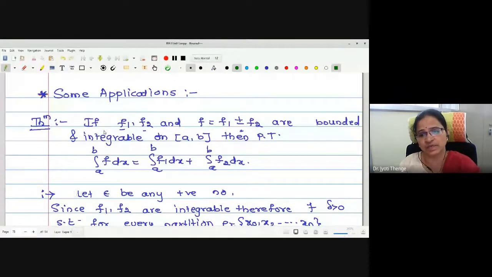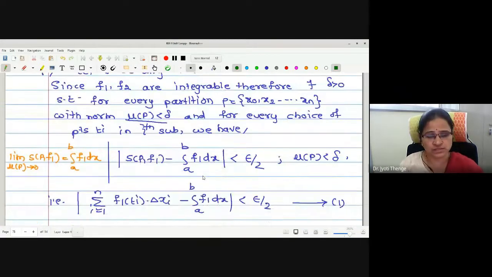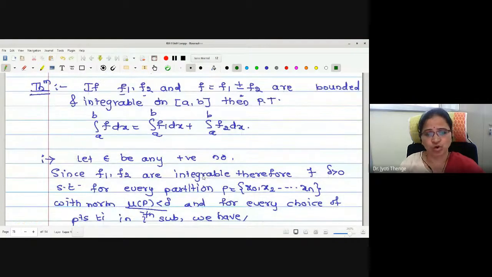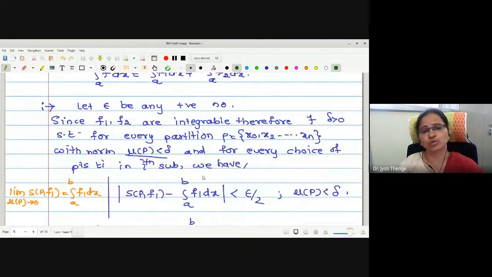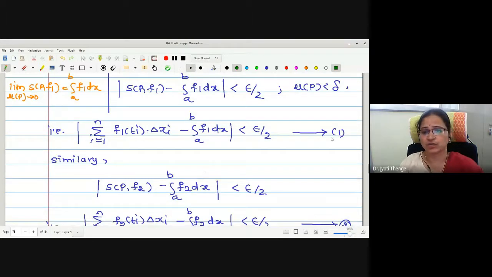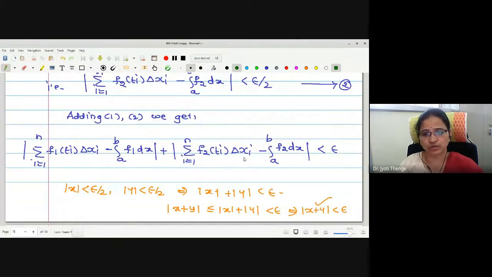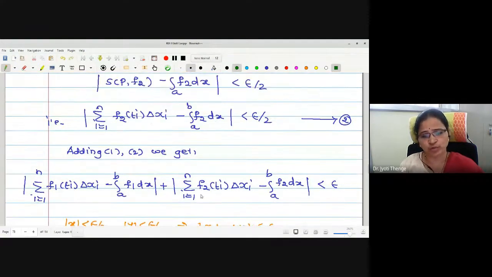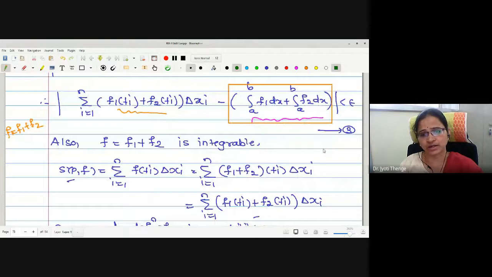Later we have seen an application of this Riemann sum method, proving that whenever we have two functions and the sum is integrable, then the integration of the addition of two functions is the addition of the respective integrations. This we have proved already by using the Darboux sum definition. Now again we were trying to prove this by using the Riemann sum definition. For this we have written the definition separately here. For function f1 it is equation number 1, for function f2 it is equation number 2. Then we have just added both the inequalities to get this inequality number 3.